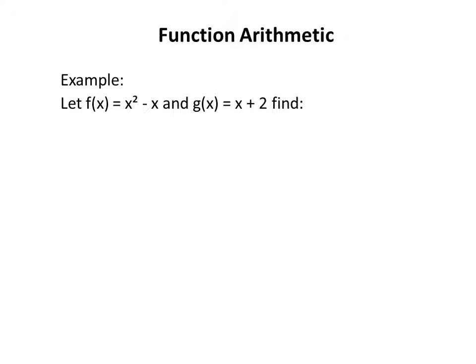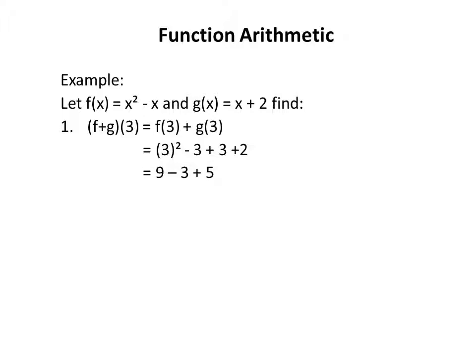So now what is the corresponding output for the f function when the input is 3? In the f function, you're going to replace the x with the 3. So that's 3 squared minus 3, plus, in the g function, which is x plus 2, we're going to replace the x with 3. So that's how we get 3 plus 2.